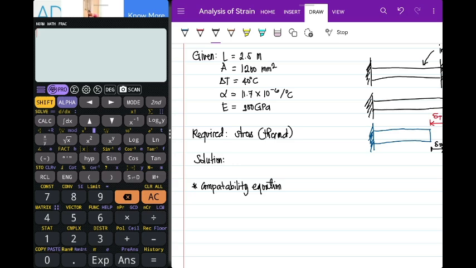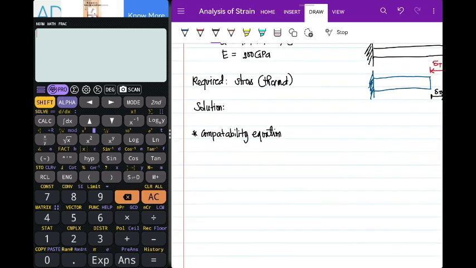As you can observe, our compatibility equation is the thermal elongation is equal to the elongation due to the internal force exerted by the rigid wall. Now we can substitute our formulas.